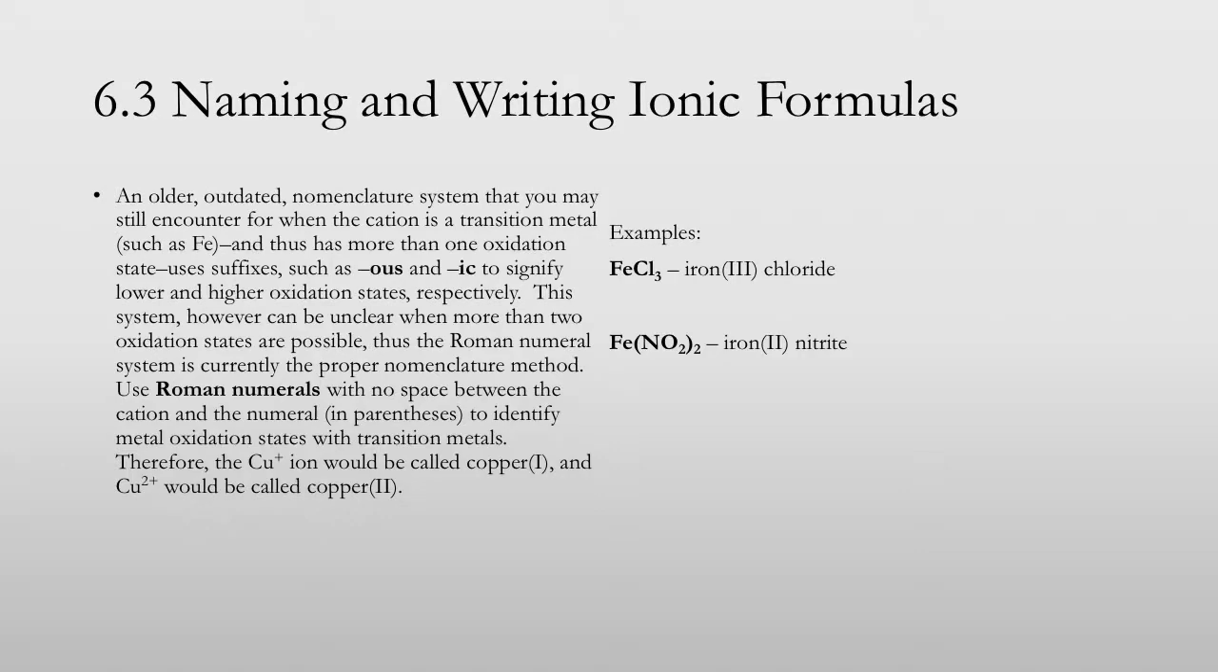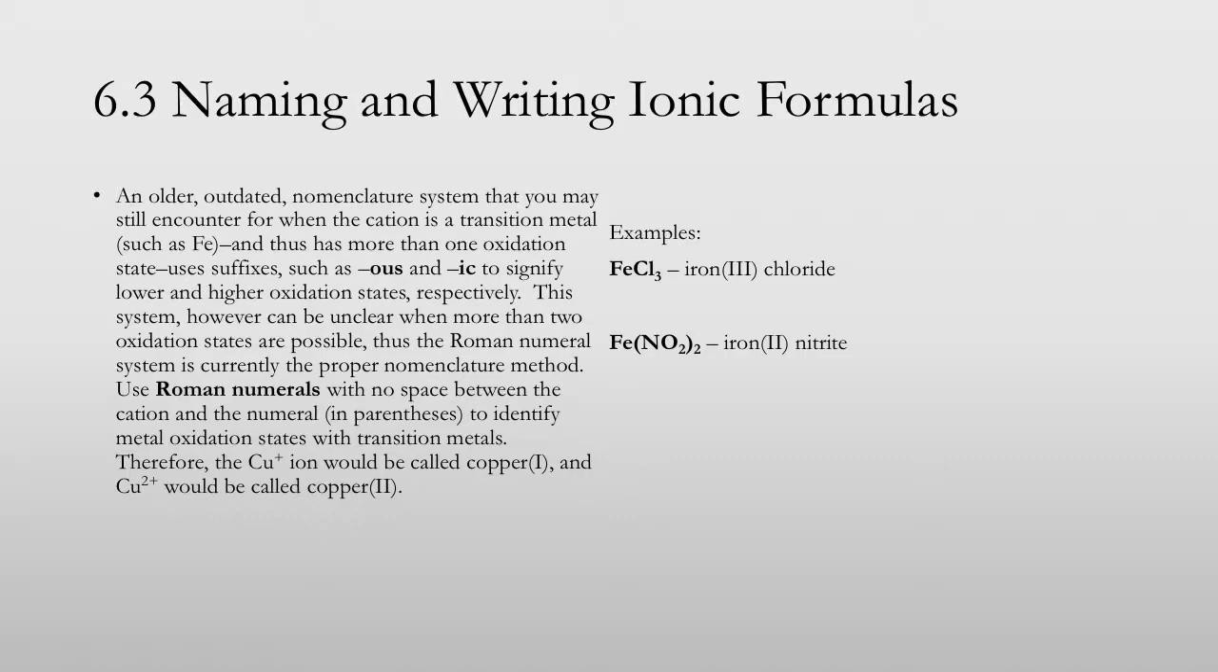And then an older, outdated nomenclature system that you may still encounter for when the cation is a transition metal. That's groups 3B through 2B, or 3 through 12 in the periodic table. Those are the transition metals, or simply the D block of the periodic table. So if you encounter those ions, such as iron, they have more than one possible oxidation state or charge. We have to use suffixes on those, such as OUS or IC, to signify lower and higher oxidation states, respectively.